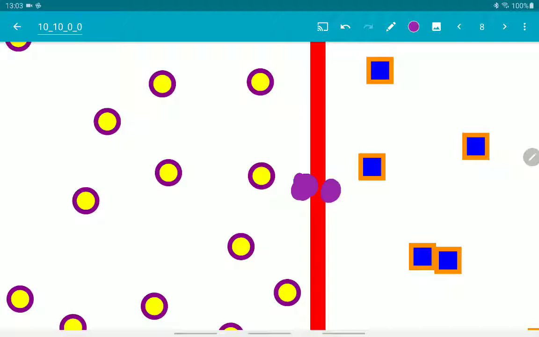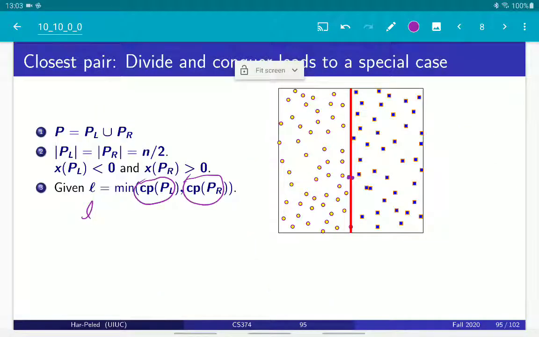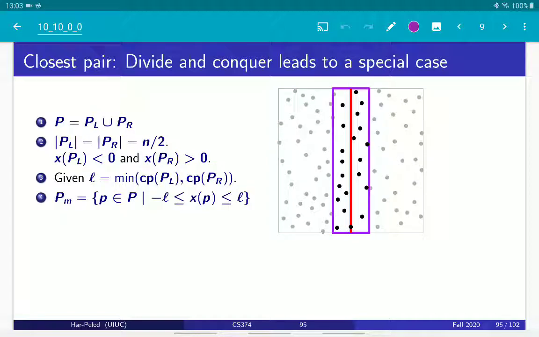So if we want the closest pair distance of all the points, we need to find the bichromatic, the bi-sided distance between points that are on the left side and the right side. But the important thing is that we don't have to worry about points that are far away from the separating line. So we take all the points that are in distance at most L on the left side of the line and all the points in distance at most L on the right side of the line. We get a strip, and we take all the points in this strip, which is the set PM.